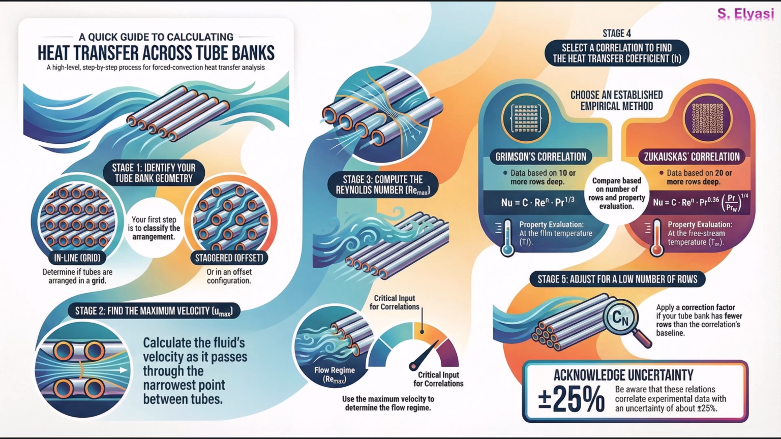coefficient you're looking for. And finally, you always have to adjust for the real world and account for uncertainty. So, let's say your bank has fewer rows than the correlation assumes. You've got to apply a correction factor. But here's the big one, really. This isn't perfect math. These are relationships based on lab data, which means there's a built-in uncertainty of about plus or minus 25%. You have to plan for that. So, getting the geometry and velocity right is absolutely key, but always remember to factor in that hefty 25% uncertainty when making your final calculation.